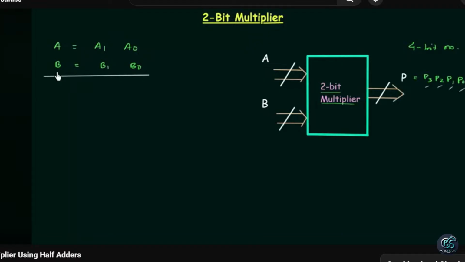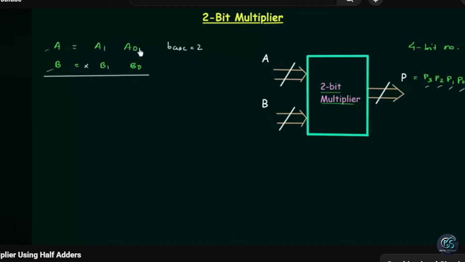A and B are the two numbers that we have to multiply. This means we are multiplying A1, A0 by B1, B0. The process of multiplication will remain similar to decimal numbers. We are dealing with base 2 numbers, they are binary numbers, but the process that we will follow to multiply A and B will remain the same as for decimal numbers.